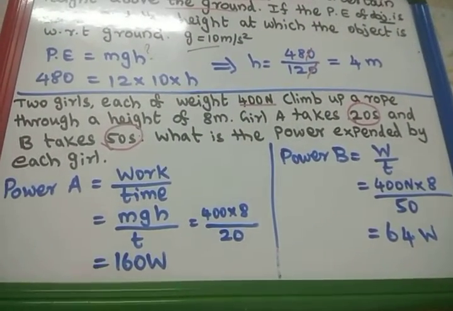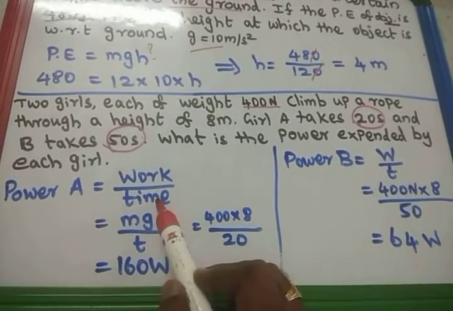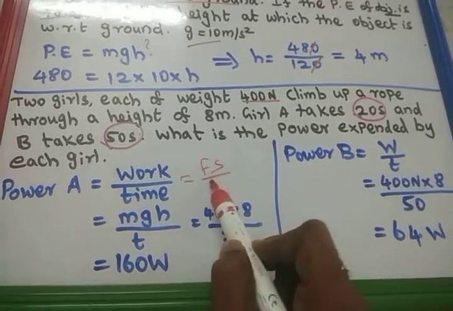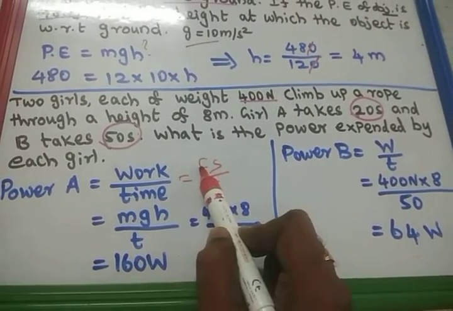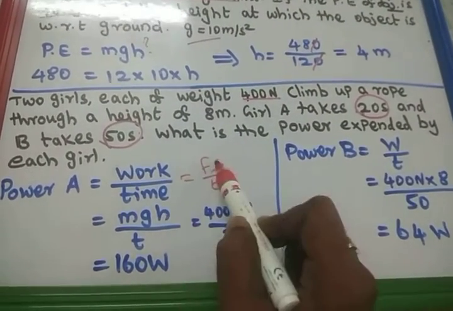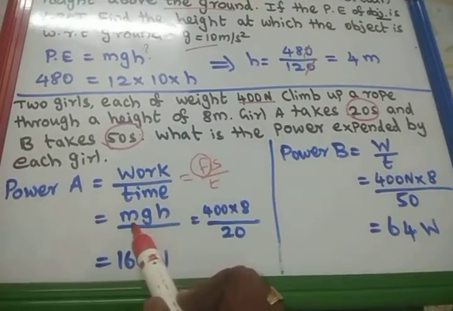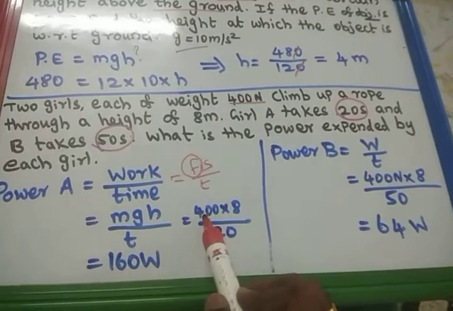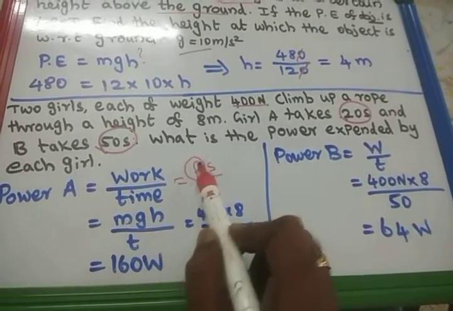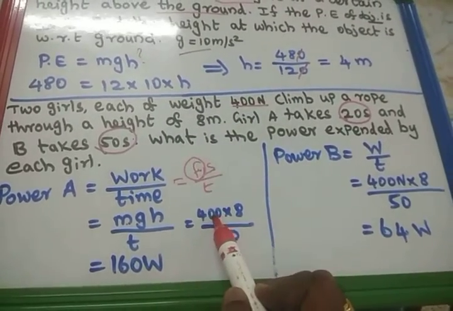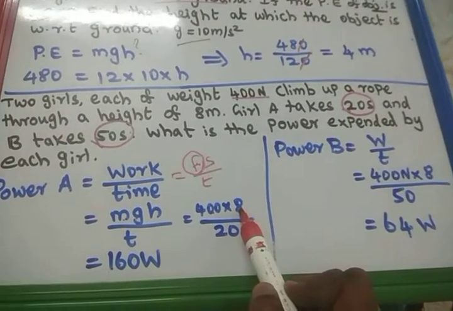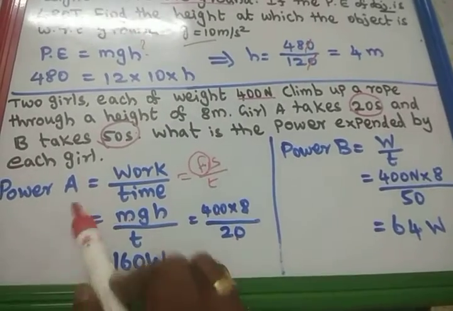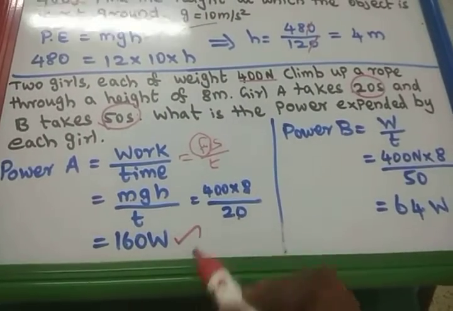That is the question. So power is equal to work done by time. Work is equal to force into displacement. So power is force into displacement by time. Here the displacement is the height, and the force is the weight of the girl. Weight is m into g, that is given as 400 Newton, so we use 400 instead of mg. That is the weight of the girl, into 8 as the height, and 20 as the time spent by girl A. So it is 160 watt.